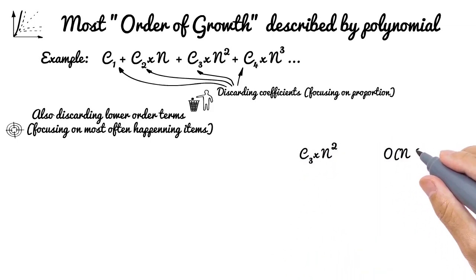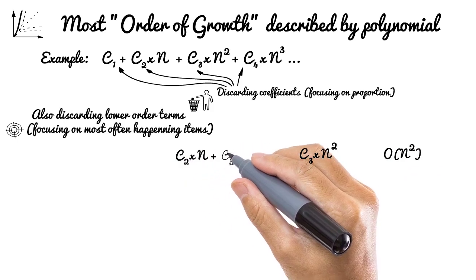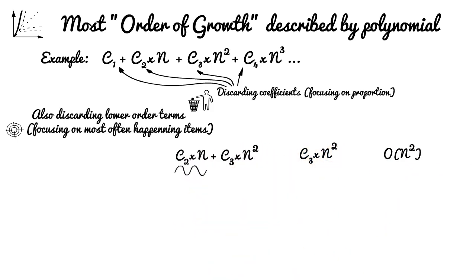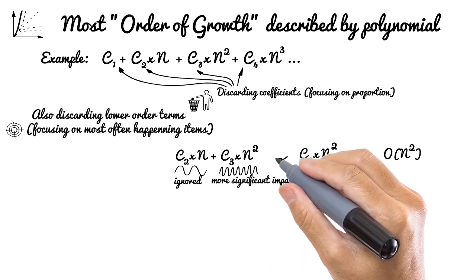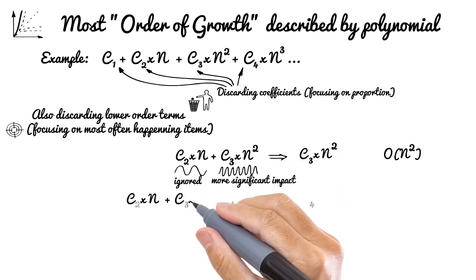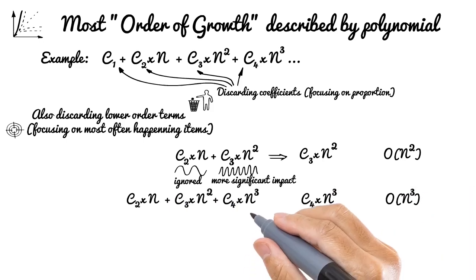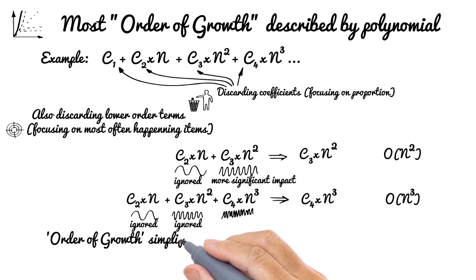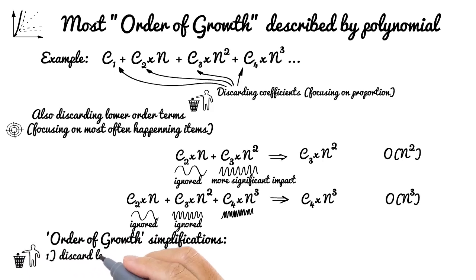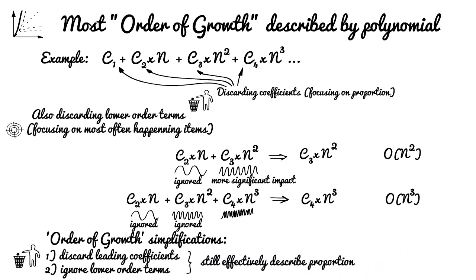As a result, quadratic order of growth, noted as O(n squared), ignores the linear part, if that exists, because n squared frequency of operations brings more significant impact compared to just linear n on overall input data size runtime proportion. Similarly, cubic order of growth, or n cubed, ignores n squared and just linear n parts, if they exist. So two order of growth simplifications are: discard leading coefficients and ignore lower order terms. We still can effectively assess proportion between input data size and algorithm runtime.